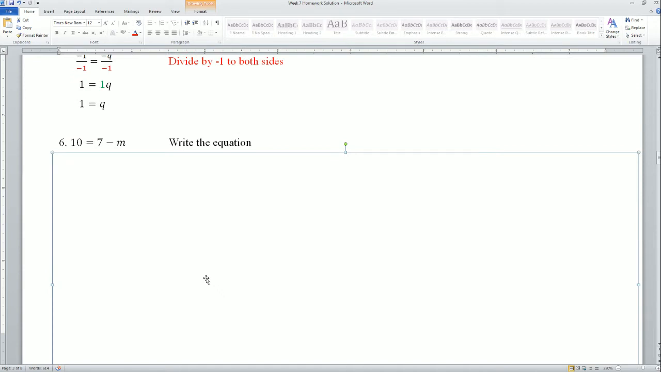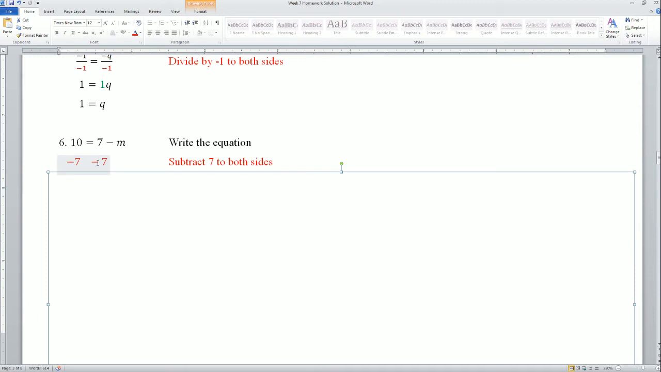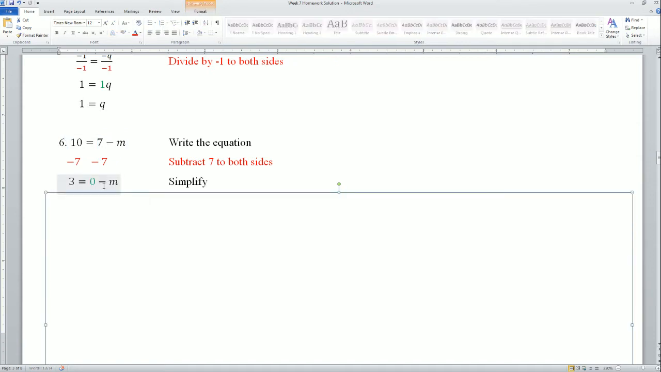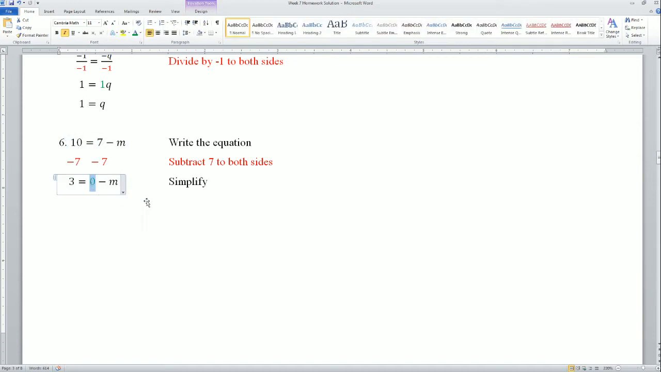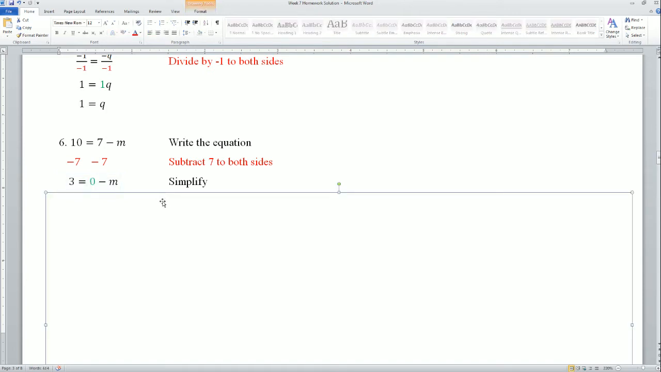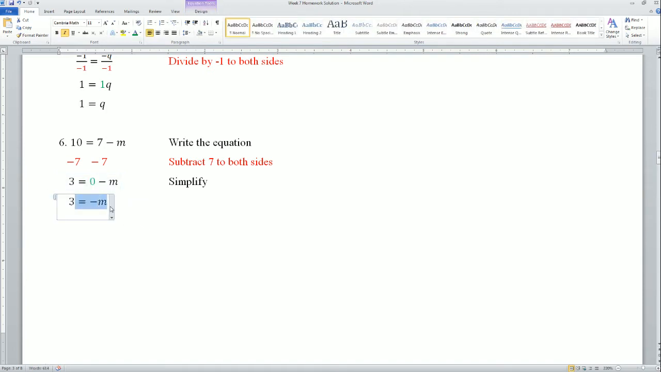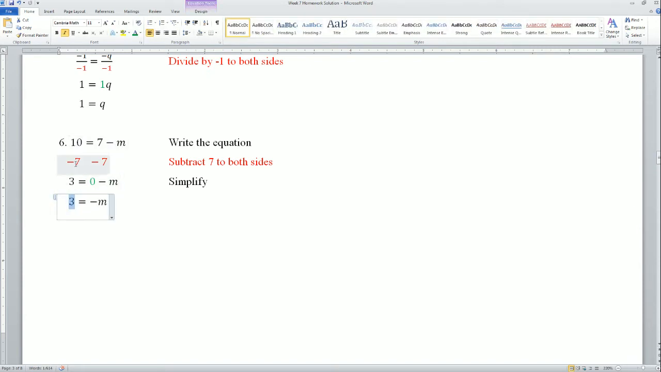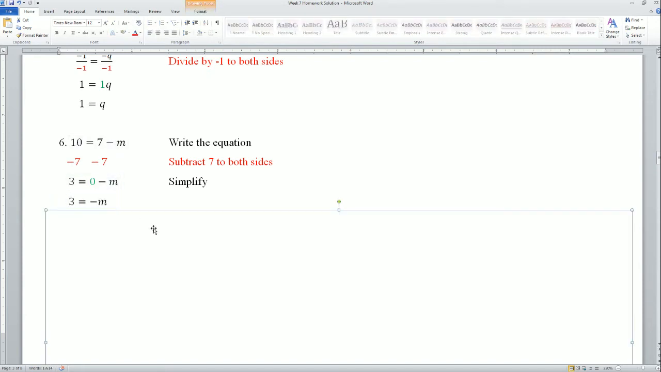Number 6, 10 equals 7 minus m. You write down the equation as the first step. Subtract 7 to both sides because that is the outwardmost thing first. Left hand side, 10 minus 7 is 3. 7 minus 7 gets me 0. What I'm left with on my right hand side is just negative m. You see how it's just a negative m? Left hand side is just 3 because 10 subtract 7 is 3.